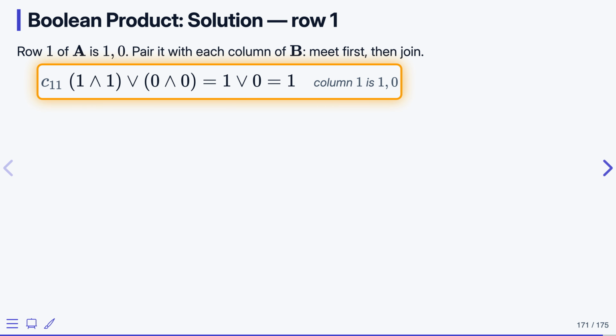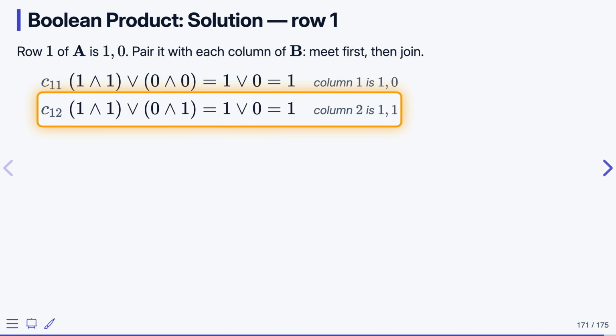Entry C1,1. Column 1 of B is 1, 0. So we form 1 and 1 joined with 0 and 0. 1 and 1 is 1. 0 and 0 is 0. 1 or 0 is 1. So C1,1 is 1.